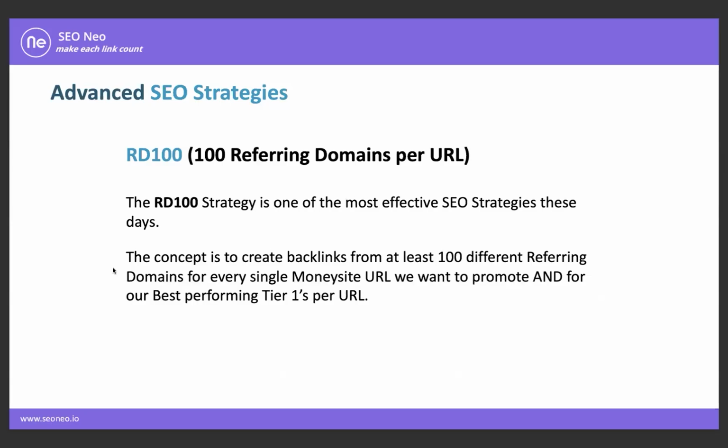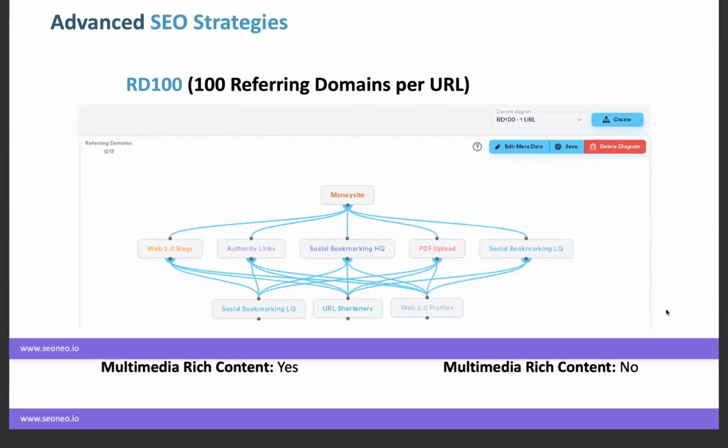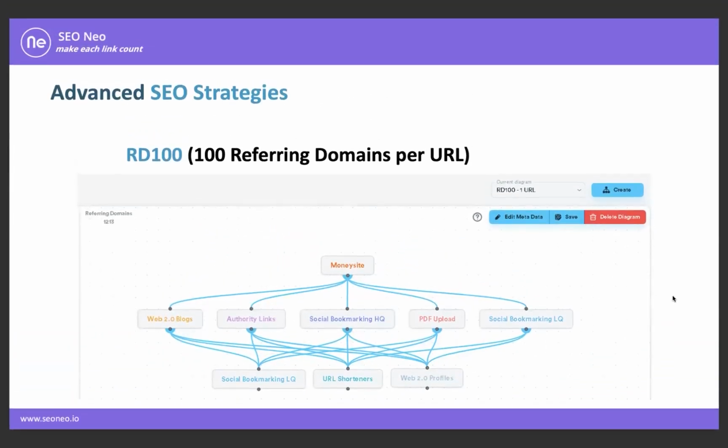So 100 citations times 100 URLs, the 100 referring domains, are 10,000 tier 2s. So the RD100 looks like this. And I think we have enhanced it in the Wizards to be more effective.